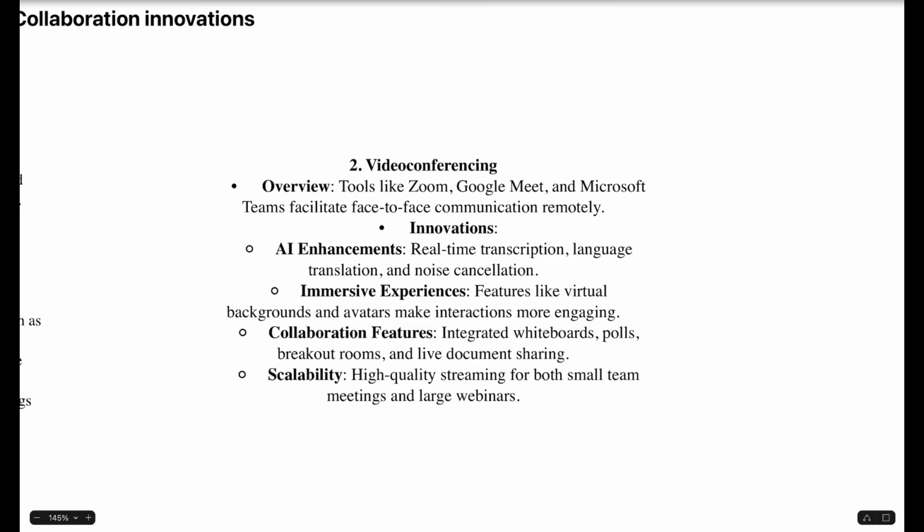And also some interesting stuff I found while studying. There were features like virtual backgrounds, so you could change your background into anything you like. This was one of the fun things I was doing during quarantine.